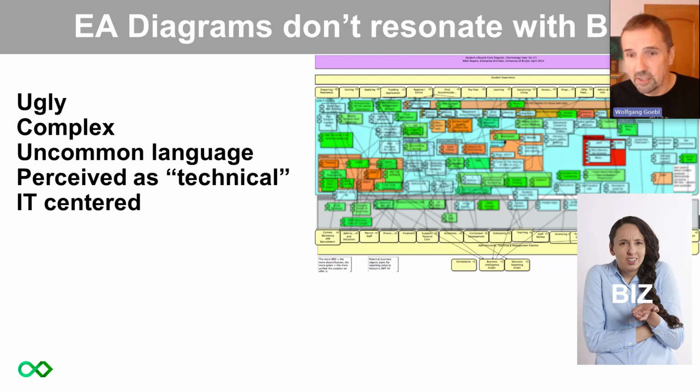I mean, this is a real-world example. I blurred it a bit, but you have some processes, some business architecture on the bottom, and some IT stuff on the top, and some interfaces and so on. And we must be honest enough to admit that we usually don't make it to the business side.